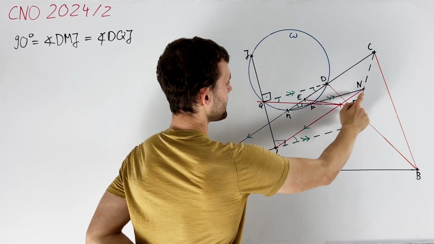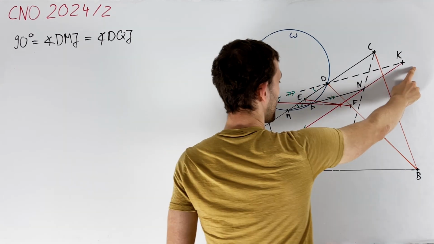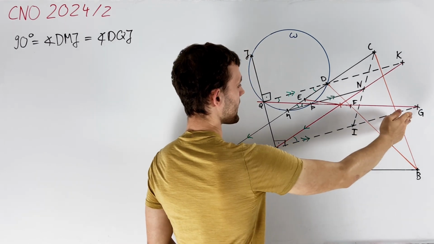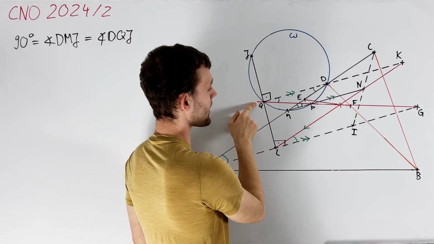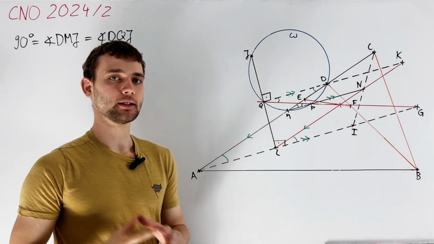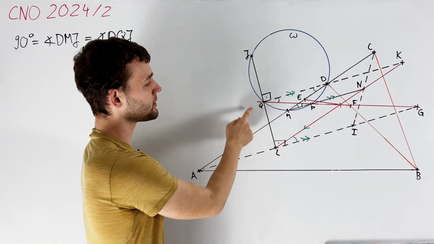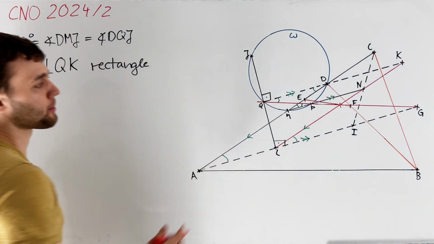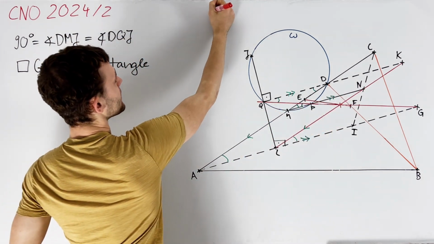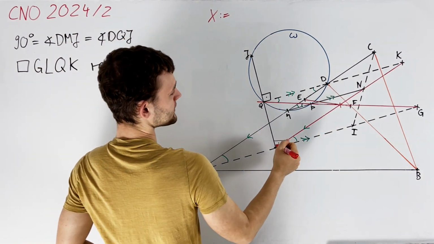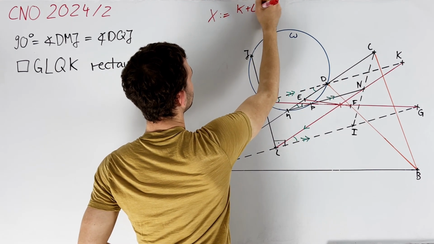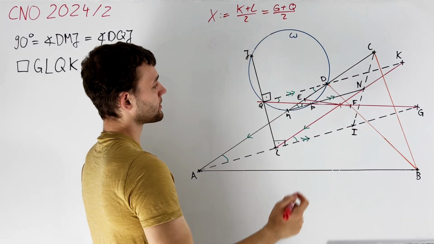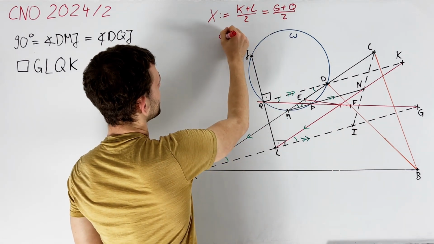So let's extend line LN to meet QD at a point K, and we extend line QP to intersect with line AI at a point G. As mentioned, angles GLK and GQK are equal, so GLQK is cyclic with two adjacent right angles, and therefore it is a rectangle. Since GLQK is a rectangle, we can say something about our intersection point. Namely, if we define X to be the midpoint of, say, K and L, or compactly as (K+L)/2, then this is the same as (G+Q)/2. So it is left to prove that this point X lies on line EF.